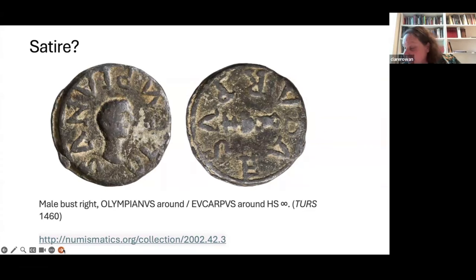In the A&S collection, there's one token that might be satire, although like most of these artifacts, it's hard to pin down. But we've got a male bust with the name Olympianus around, and on the other side, another name, Eucarpus. So they've made this token together. And they give the sum of 1,000 sesterces, which is not a huge amount of money, but it is a significant amount of money, and certainly not one lead token size. So is this a kind of joke money? 1,000 sesterces, ha ha ha, tiny lead token. Perhaps to be used at the Saturnalia or something like this. We don't know, in all honesty.